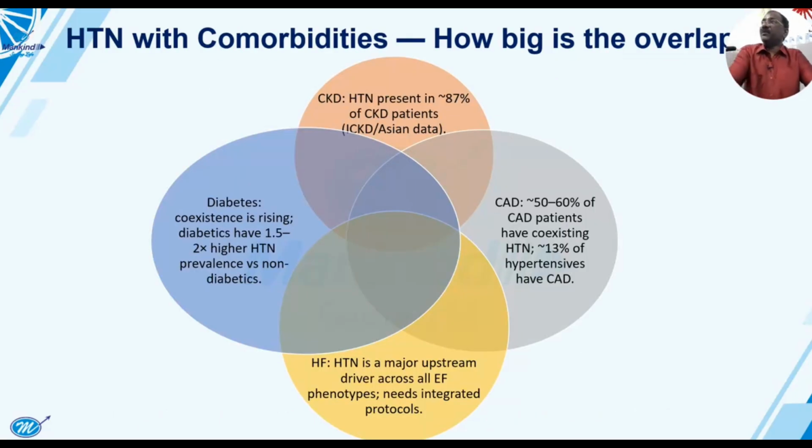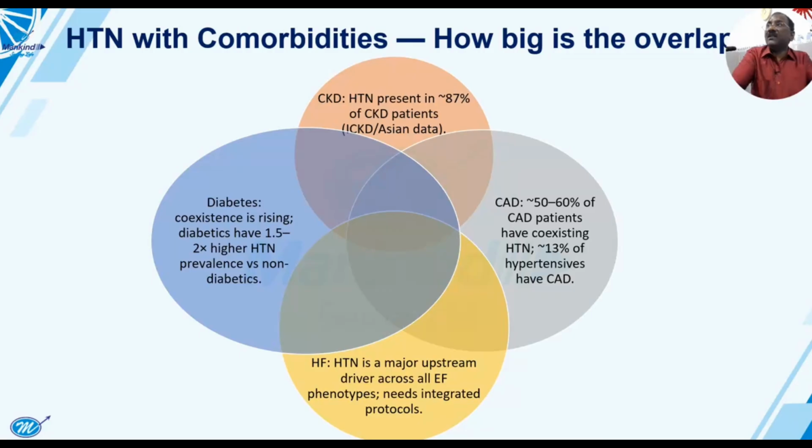See, these are the comorbidities. Hypertension and CKD, very common. All the nephrology cases, CKD, are hypertensives, unless otherwise contraindicated. See, the CKD hypertension presence is 87, not 87, maybe 97% of the CKD population, especially the Asian data.